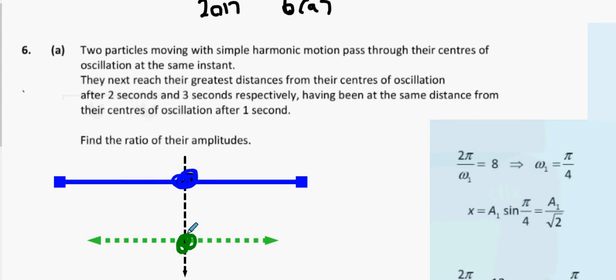Two different particles doing simple harmonic motion. Okay, and then I go, two particles pass through the centers of oscillation at the same instant. So they both, at t equals 0 as an example, are passing through the center at the same time. Cool with that? And they're both currently at their Vmax. Now, they next reach their greatest distances from the center after 2 seconds and 3 seconds respectively.